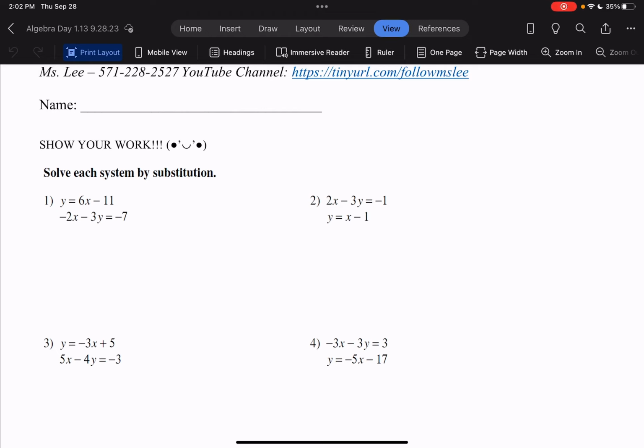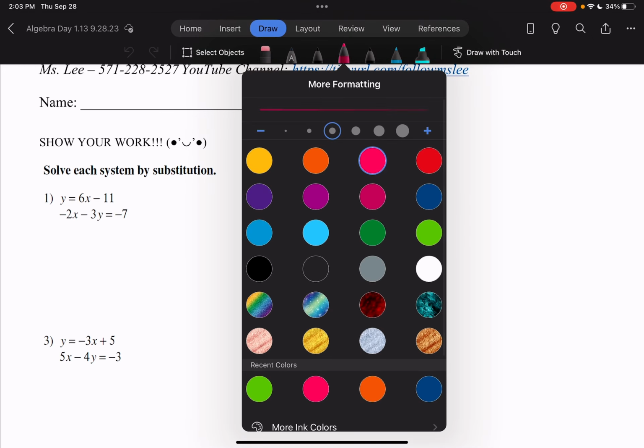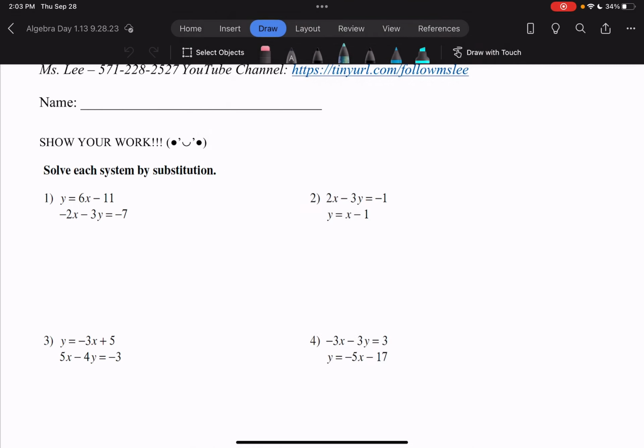Today we looked at substitution in systems of equations, and I'm going to go ahead and warn you that today's homework is not that difficult, but it does take a long time, so it's going to take a minute for you to do all of this, all right? So we're going to start.